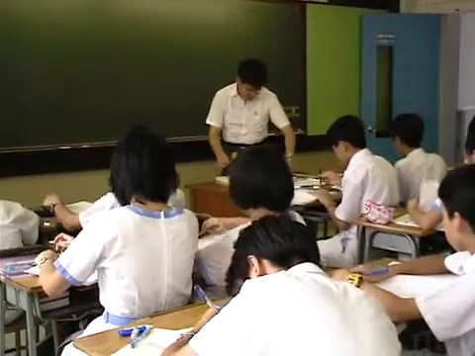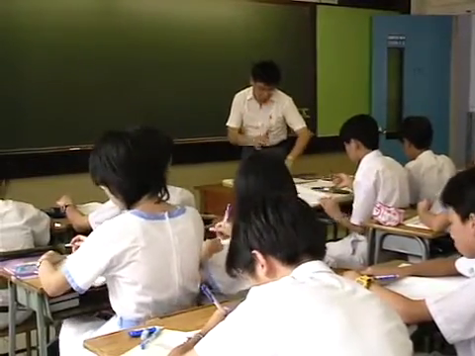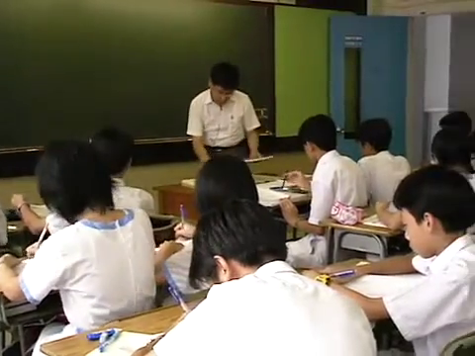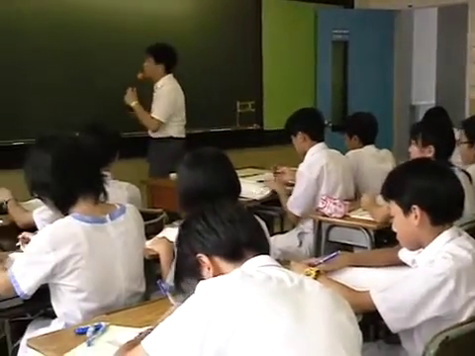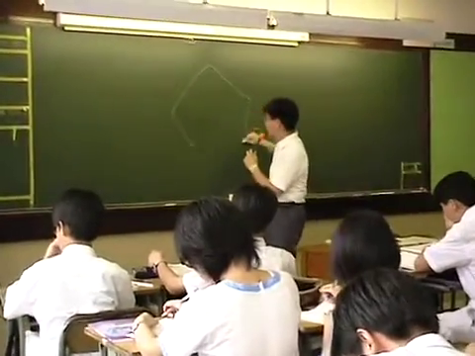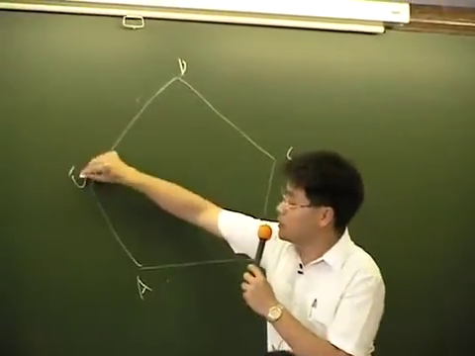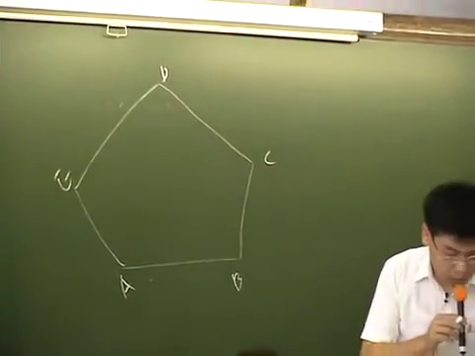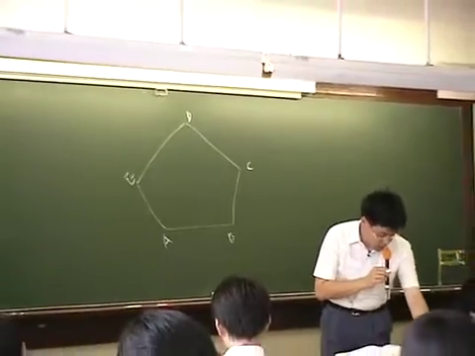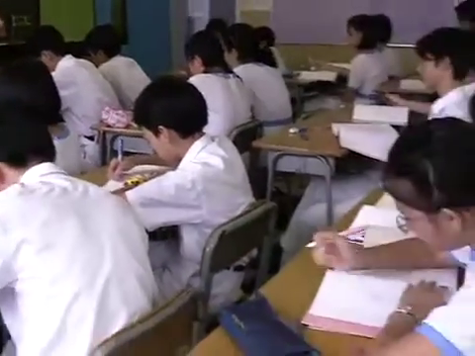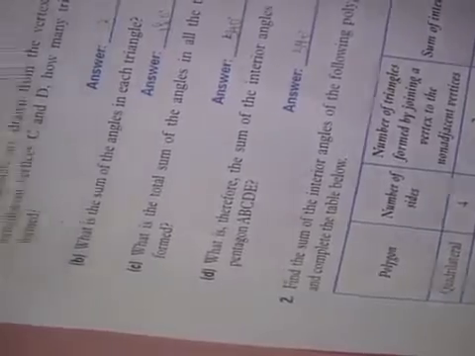Okay, first of all, we have a pentagon. It is ABCDE. Okay, and then turn to page 32. What does it say for question A? If 2 diagonals are drawn from vertex A to the non-adjacent vertices C and D, how many triangles are formed? It asks you to draw from vertex A to vertices C and D. How many triangles are formed?